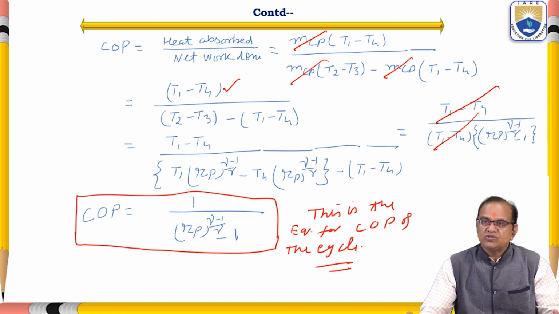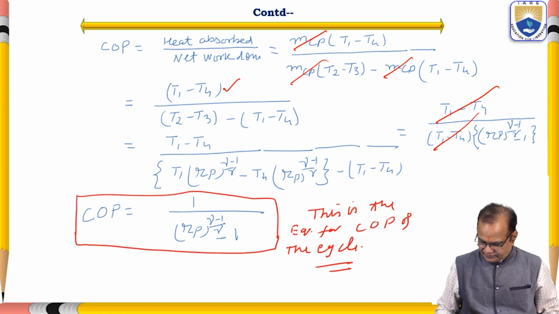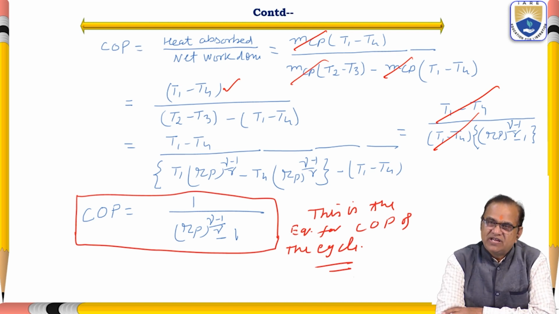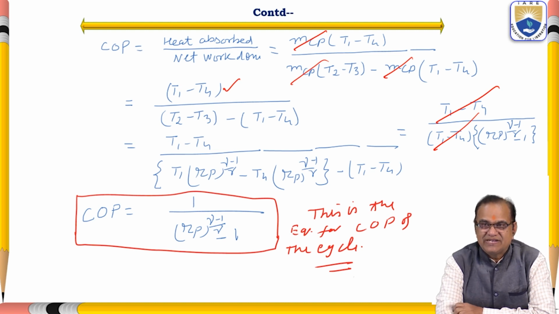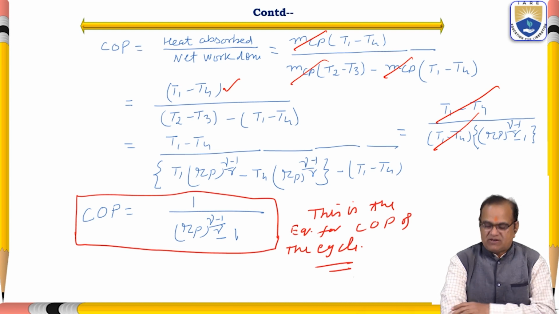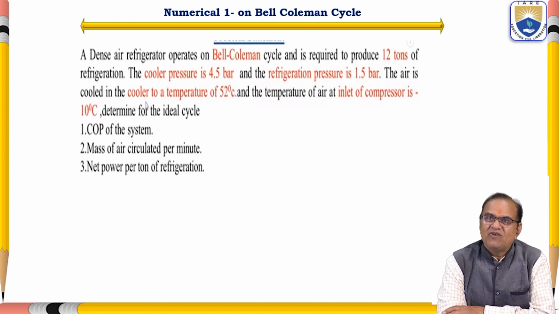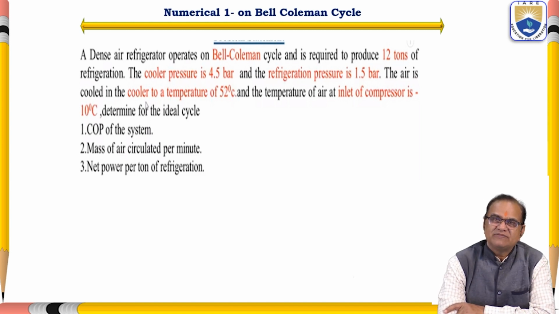This cycle is used for refrigeration and air conditioning purposes. So hope you have understood this derivation of the coefficient of performance of this Bell Coleman cycle, and now we will be trying to solve one problem. By this problem, we will be able to understand the application. So numerical 1 on Bell Coleman cycle.